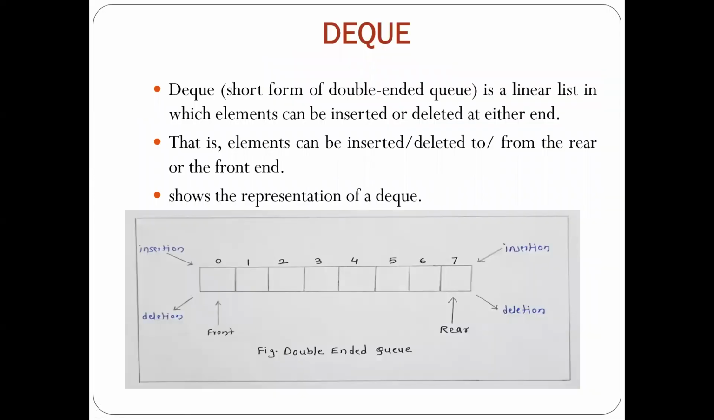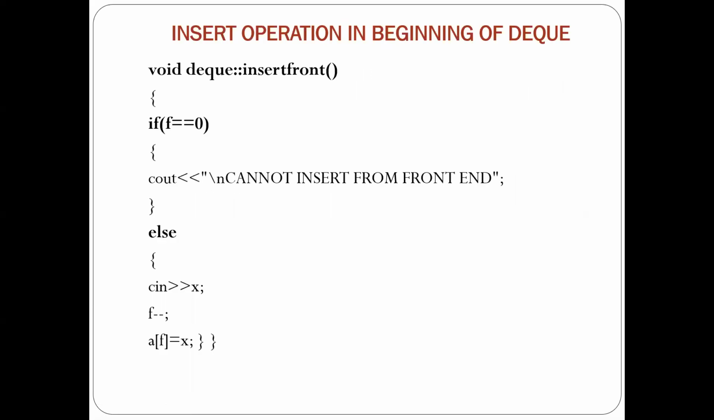And now related with the DQ. DQ is the short form of double-ended queue. As the name indicates, both ends, front end and rear end, we can use for insertion and deletion. At the front end I have shown insertion and deletion, at the rear end also I have shown insertion and deletion. In case of the linear queue, only two basic operations are there: insertion from the rear end, deletion from the front end. But in case of the double-ended queue, four operations we can implement: insertion from both ends, deletion from both ends.